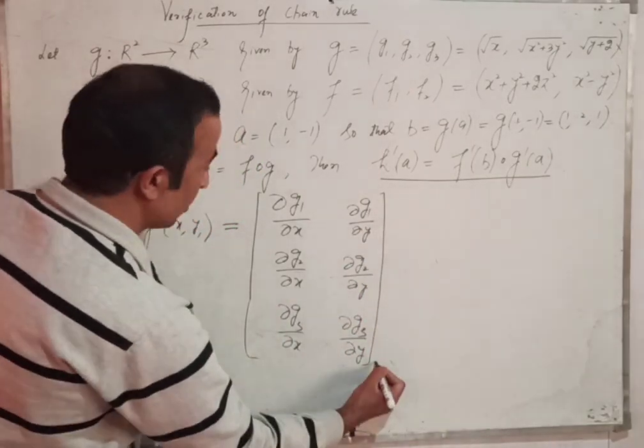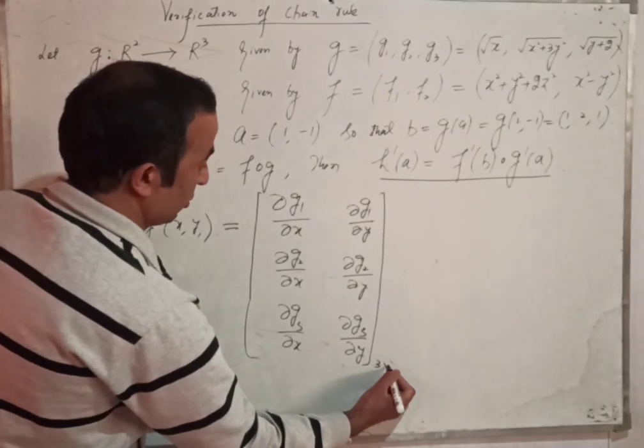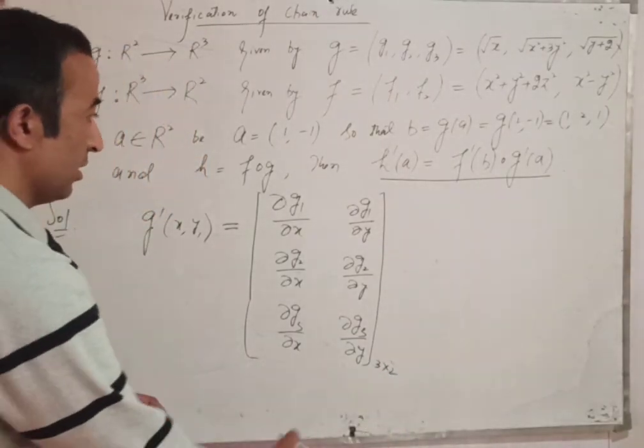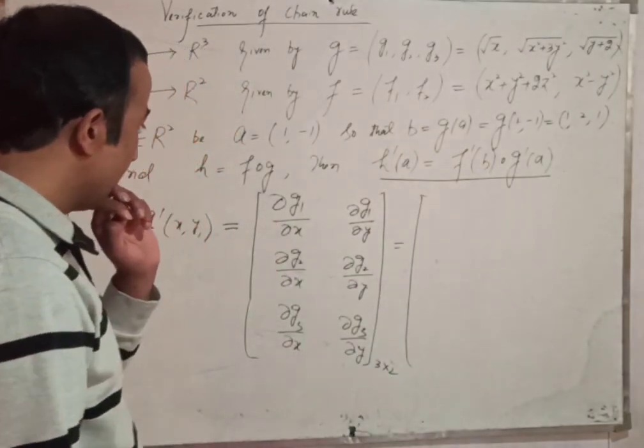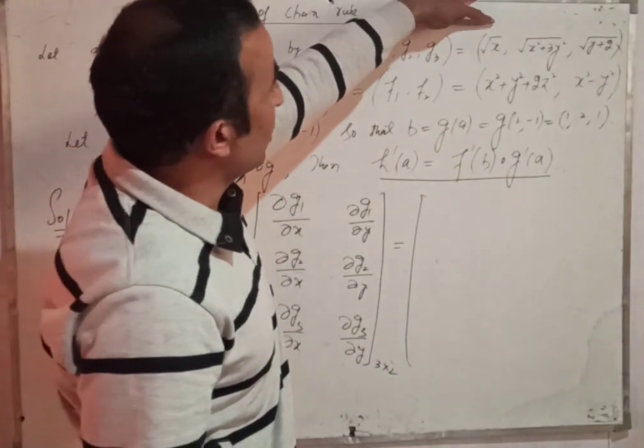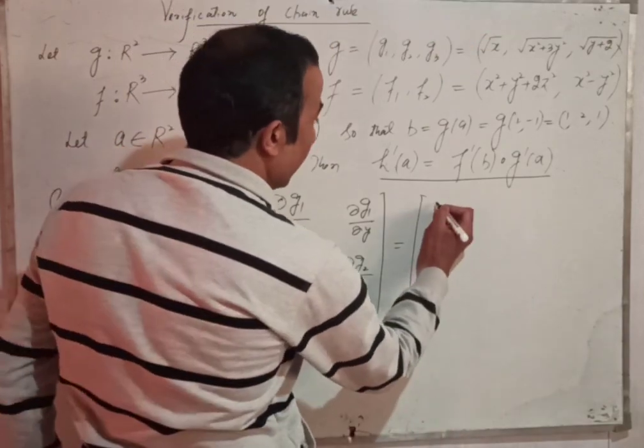This is a 3 cross 2 matrix. Now what are the values? You can find the partial derivatives. G1 here is this function. So its derivative is 1 by 2 root x.